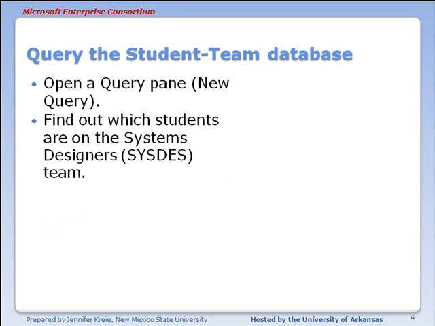We'll start by looking at the student team database. We'll open up a query pane and we will find out which students are on the systems designers team, which is the team ID is sysdes.